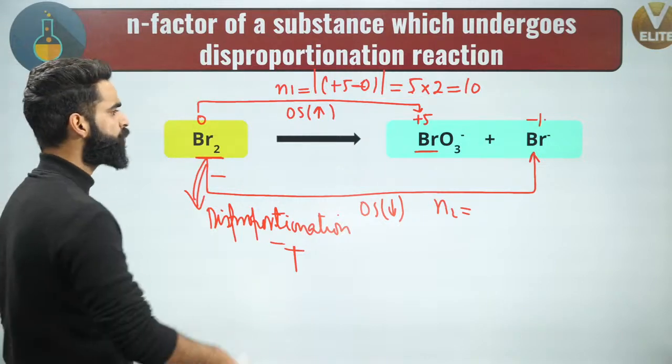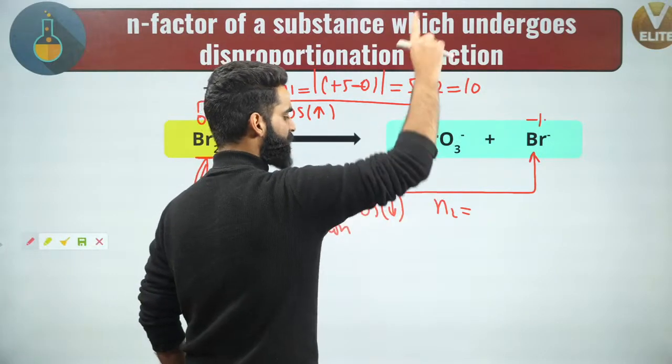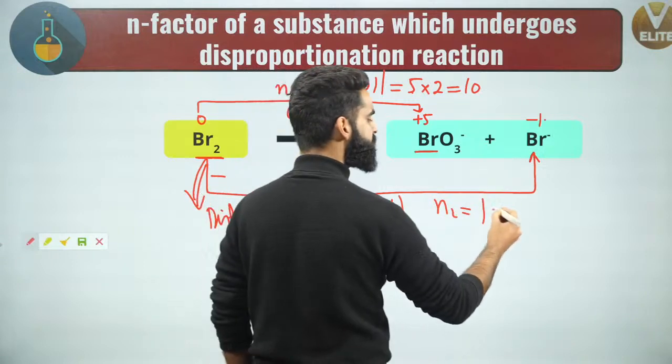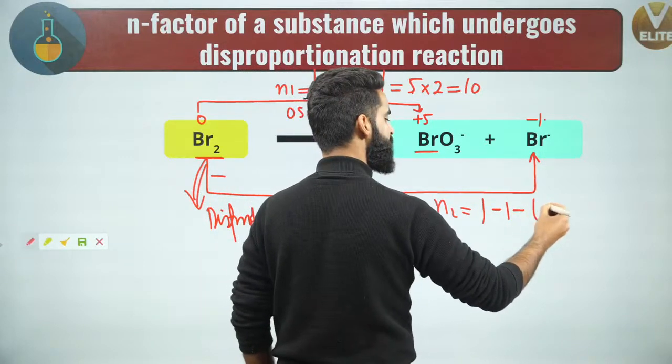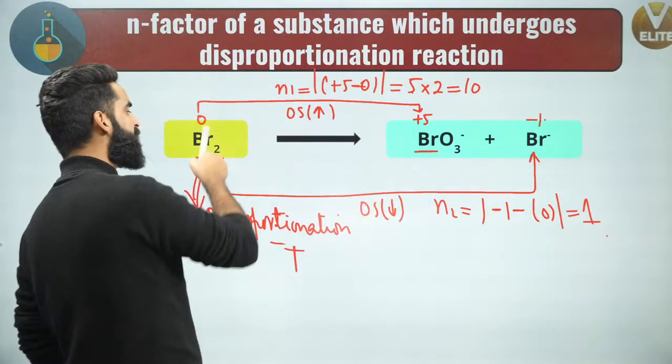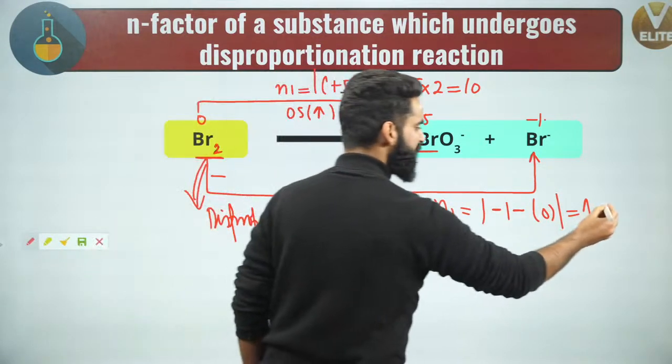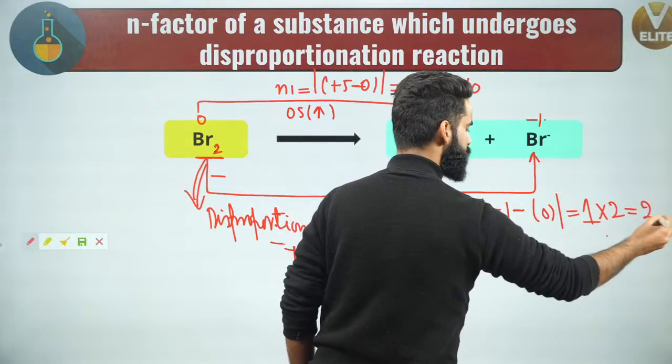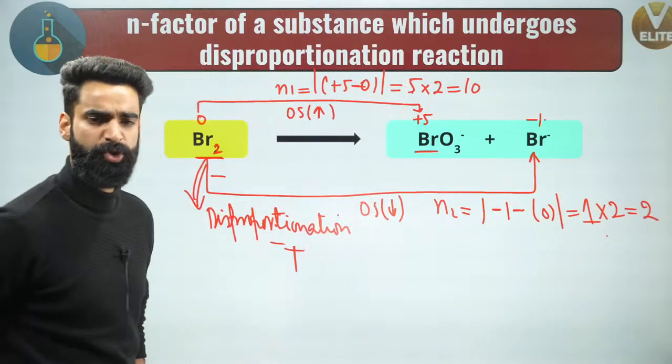Now similarly, N2: 0 to -1. What is the change? Change is the final oxidation state, which is -1, minus the initial oxidation state, which is 0. So the change is 1. 1 is the change in oxidation state for 1 Br, but here I've got 2 Br, so I'm going to multiply it by 2. The value is going to come as 2. So I got the N1 value and the N2 value.